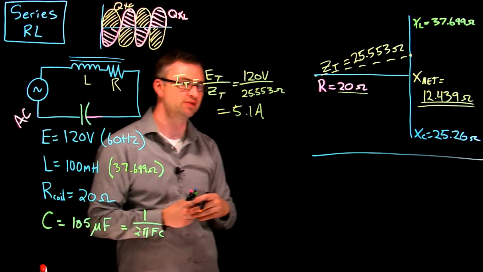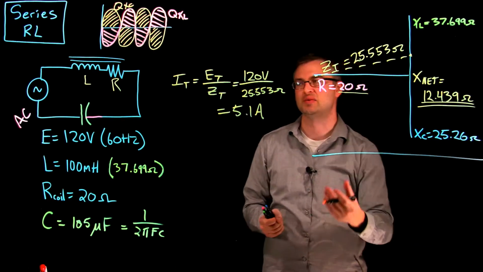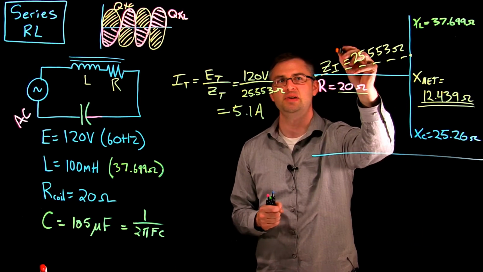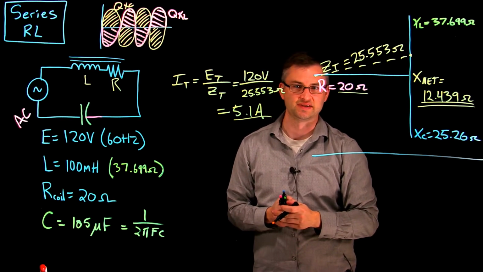Okay, so 5.1 amps, an increase in current after we added that capacitor, because we saw the ohmic value, the total impedance, go down in the circuit. So it's exactly what we expect to see.